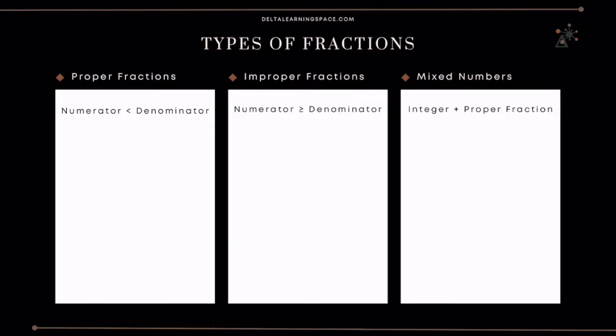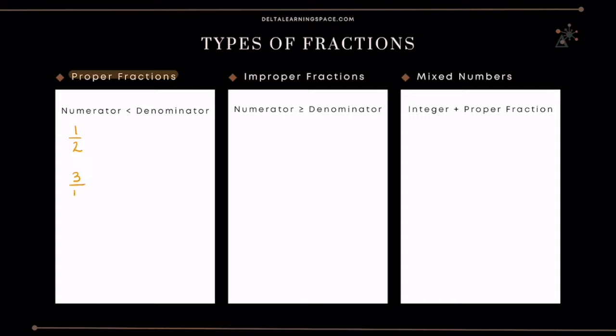And there are 3 types of fractions that we see and use. The first one that we have are our proper fractions. Proper fractions will have a numerator that will be less than a denominator. Some examples of proper fractions will be 1/2. Our numerator 1 is less than our denominator 2.